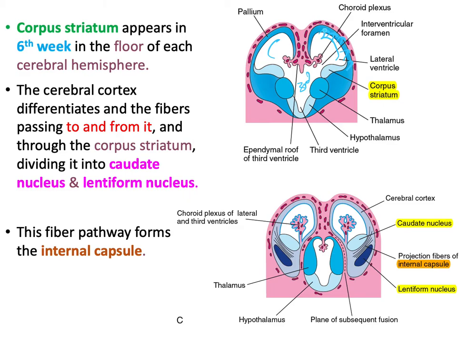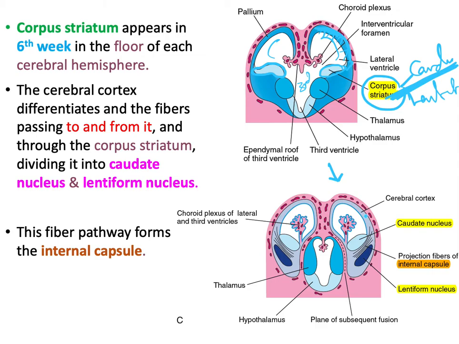Yes, but we mentioned there are groups of neurons that will stay there in the mantle layer, creating the basal ganglia, for example the corpus striatum, the nuclei inside the white matter. Now, yes, that's fine, excellent, but do you think they will stay? Because corpus striatum represents the caudate nucleus and lentiform nucleus. How are the two nuclei divided from each other?